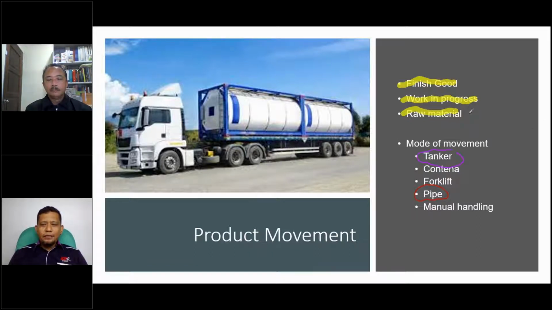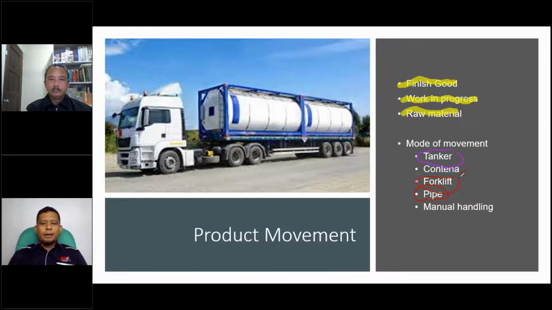Then we have, for example, a container, which is normally for solid type. Some of the smaller versions maybe in pails, dalam baldi. Some of it in bags, with people using manual handling. To support manual handling, normally they have forklifts to bring the products around.